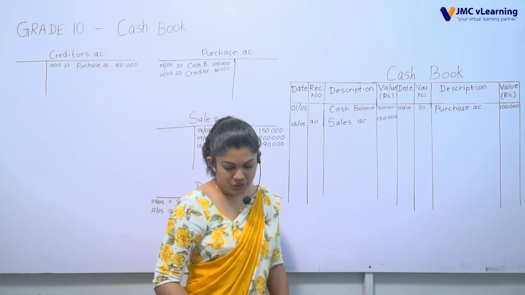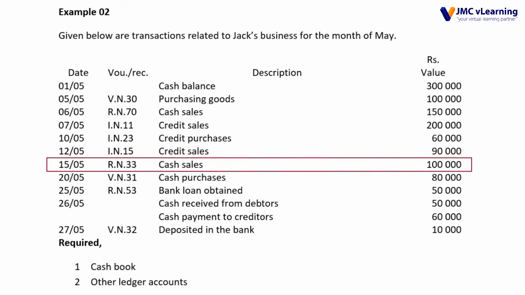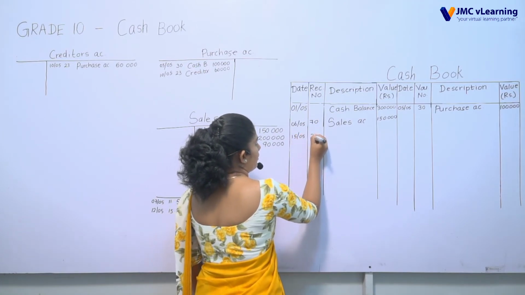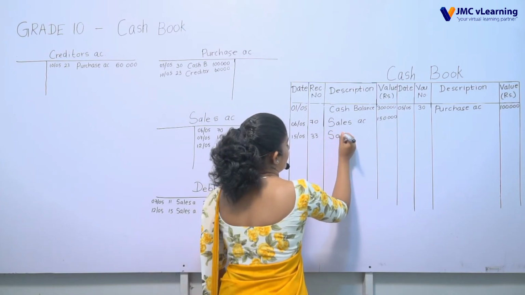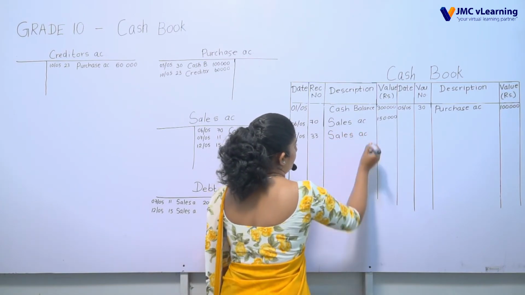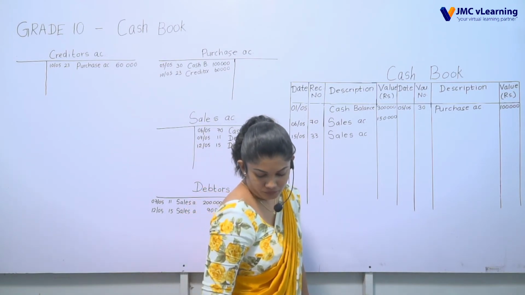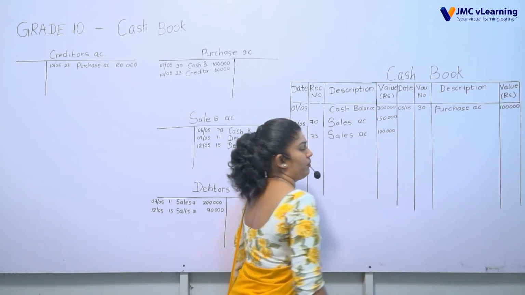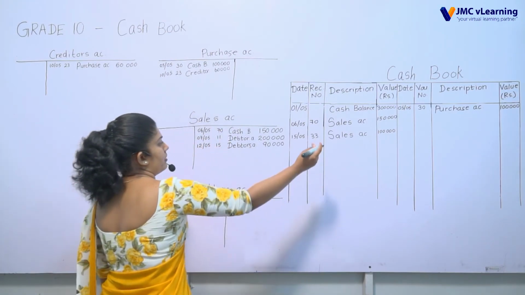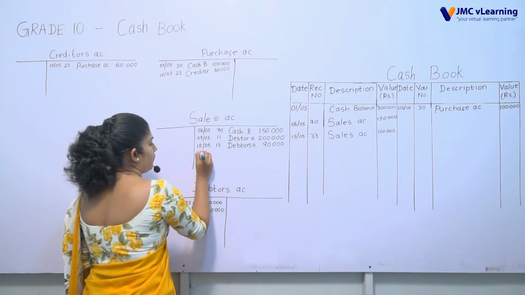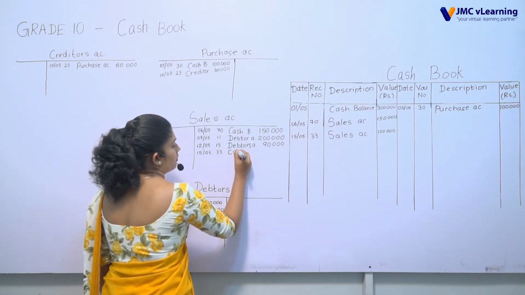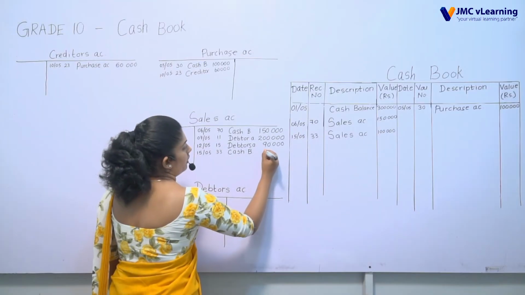Next transaction, cash sales 15th of May 100,000, receipt number 33. So the date is 15th May, receipt number 33, sales account. The amount is 100,000. That should be recorded immediately in the sales account. 15th May, 33, cash book, 100,000.